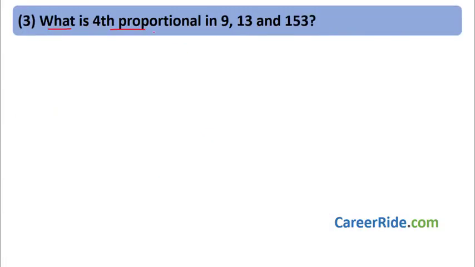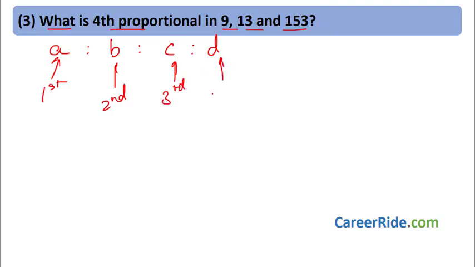What is the fourth proportional in 9, 13 and 153? So we have A, B, C, and D, because we want the fourth proportional. We have A is to B, B is to C, and C is to D. Then only can we say this is the first proportional, the second, the third, and the fourth, which is what we have to find. The value of A is 9, this is 13, this is 153, and this we have to find.